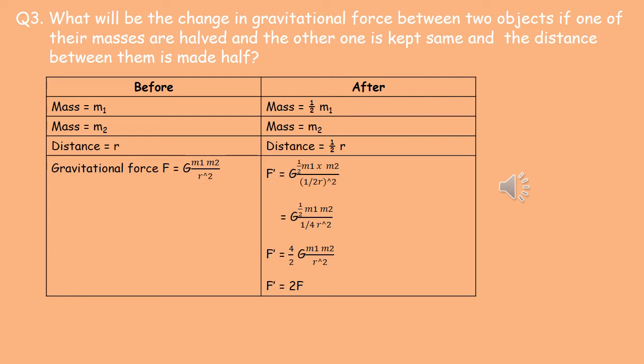So if you reduce, we are getting F dash is equal to 4 by 2 capital G m1 m2 by r square, or F dash is equal to 2F, because G m1 m2 by r square can be replaced by capital F from the first column.